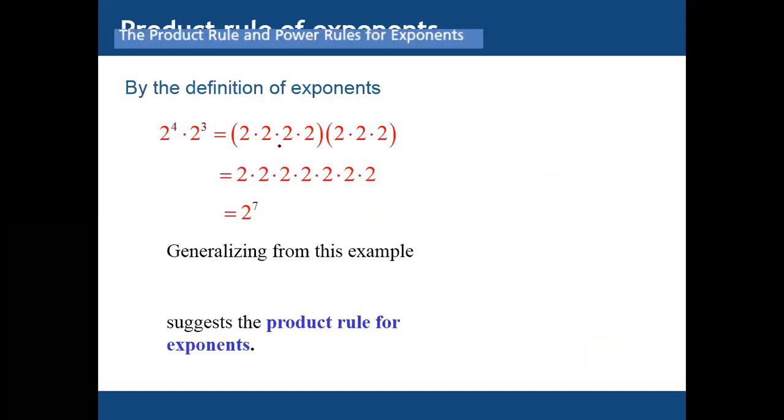Okay, again product rule examples. We have 2 power 4 and 2 power 3. This means 4 times 2 and 3 times again 2. So combined, these are 2 power 7. If we add their powers, 4 plus 3, these are 7. Totally 2 power 7.